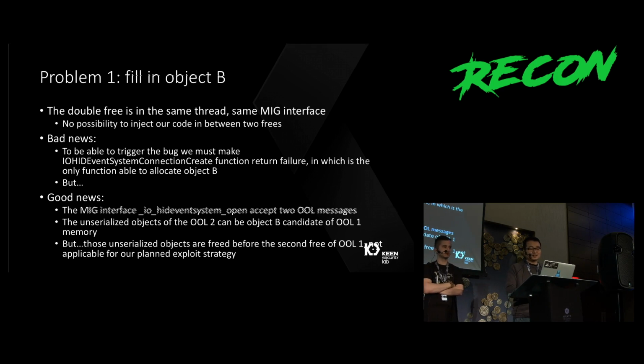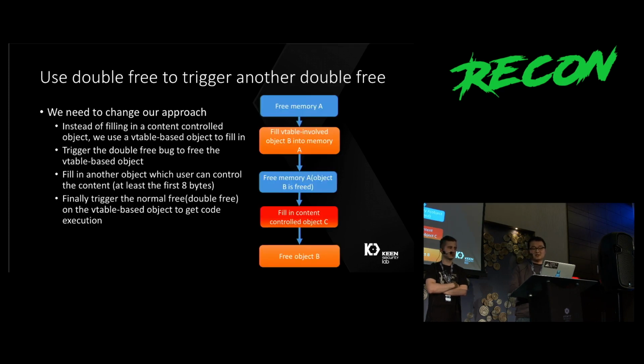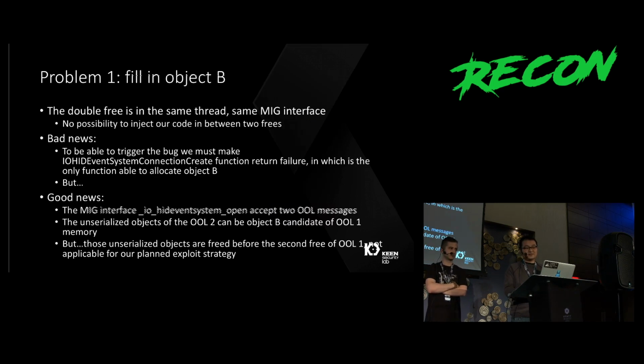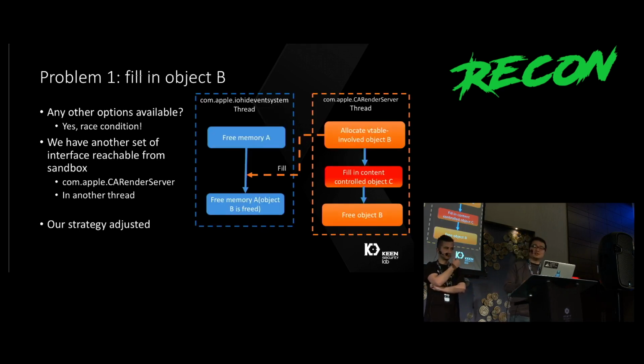That's very possible, but it is still not able to do a successful exploit, because that needs our memory to be freed first by triggering the double free, and then we can fill in another object. But because of that, the sequence is not correct. It tries to free the unserialized object first, and then triggers the second double free. So the sequence here is not the same order as what I want. So we also give up this strategy. And are there any options available? Of course.